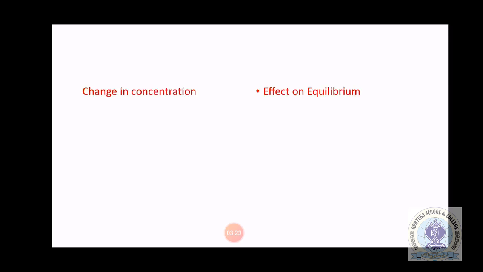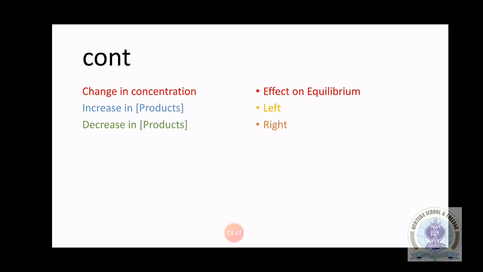Dear students, change in the concentration and its effect on equilibrium. When we increase the concentration of product, the equilibrium will be shifted towards the left, which means the reverse reaction will be favored, while a decrease in the concentration of product results in the shifting of equilibrium towards the right, which means the forward reaction will be favored.